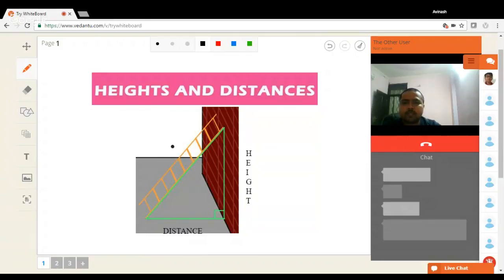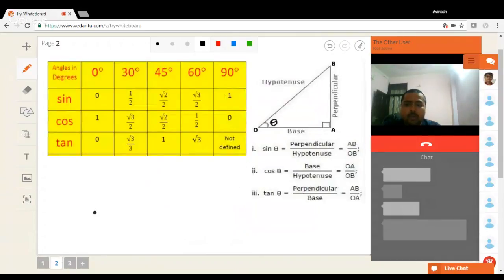Today we will see about the height and distances. In height and distance, basically we find the height of a wall and the distance of a ladder from the wall. So, to understand this topic, we should know about the sine theta values, cos theta values and tan theta values. Only these three are very important to solve the questions of height and distance.